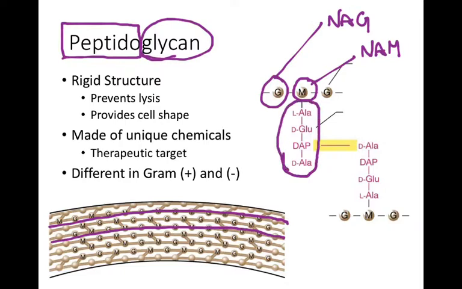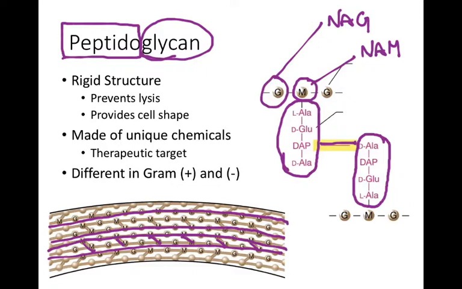One of these is diaminopimelic acid, which will form a covalent bond with an alanine on another one of these peptide strands, and this then provides cross-linking strength between muramic acids on separate glycan strands and increases the rigidity of the cell wall. The cell wall is here for bacterial cells to prevent lysis. It's thought to provide cell shape.